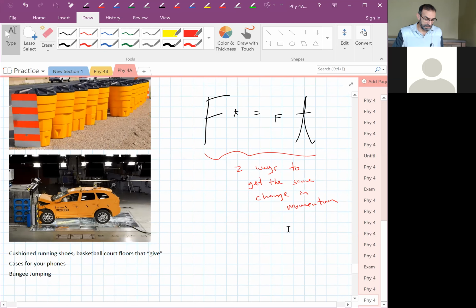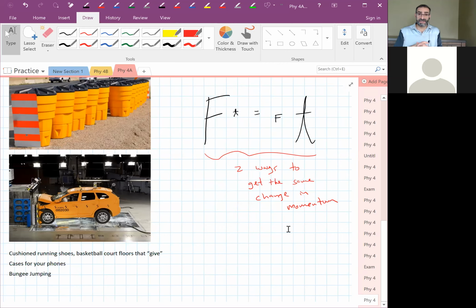We've got the cushioned running shoes. So when you go for a run, the cushioning in the shoe spreads out the time interval that your heel is interacting with the ground, and that makes it a smaller average force acting on your bones, and it's a little easier on your joints and bones.